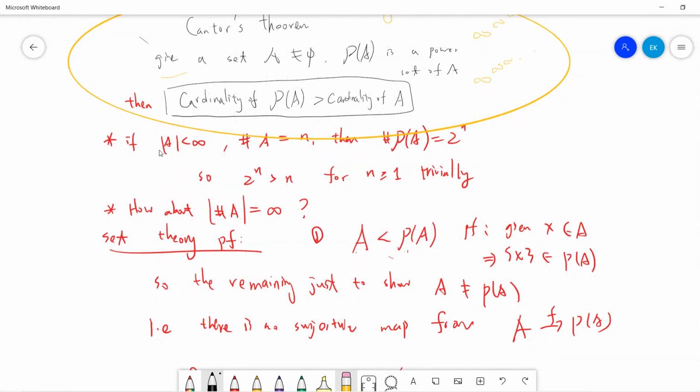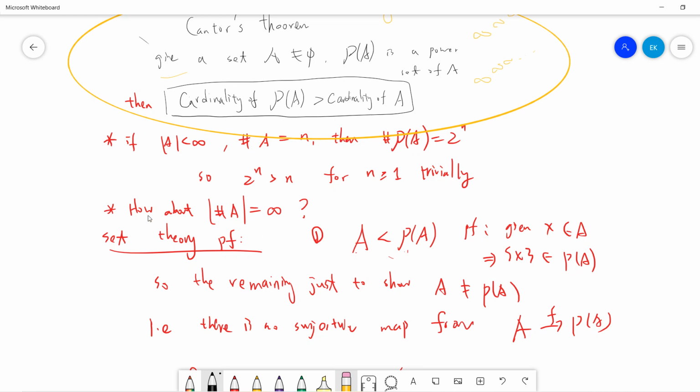The idea is that if the set is a finite set, with the number of elements of A being n, then the number of elements of the power set is 2 to the n, right? This is like an elementary school result. So we know that 2 to the n is strictly greater than n for n greater than or equal to 1. So this is a trivial result. For finite sets, this statement looks so trivial.